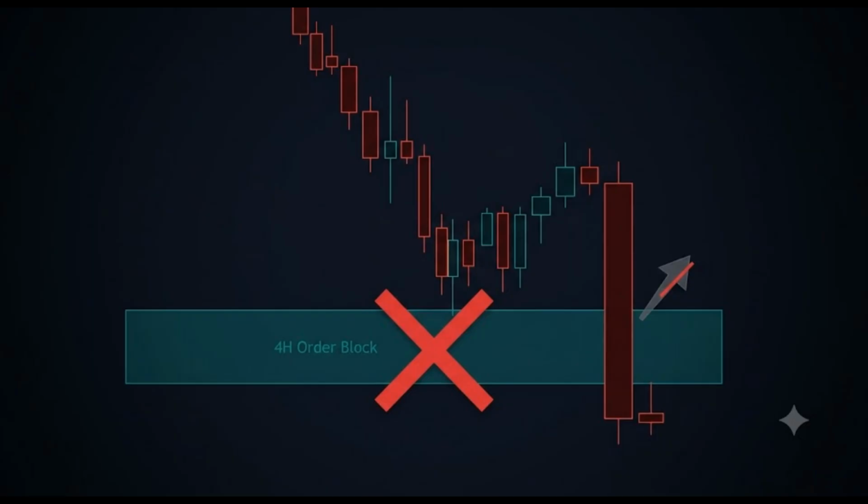Something changed. The zone didn't disappear when price violated it. It flipped. That flip is called a breaker block, and understanding it means that a failed order block is not a loss of information. It is new information. The zone that just stopped you out has become one of the most powerful short entry zones in the system.